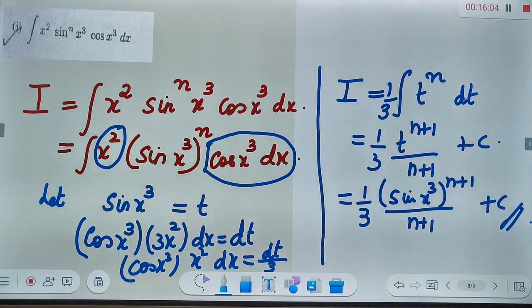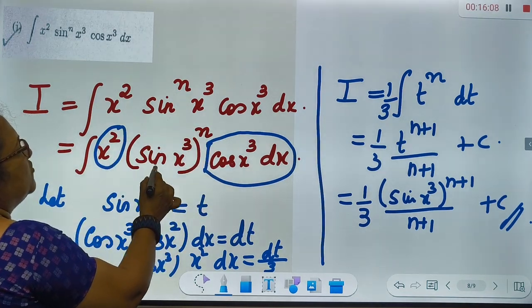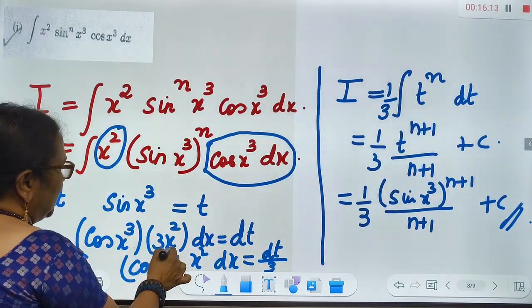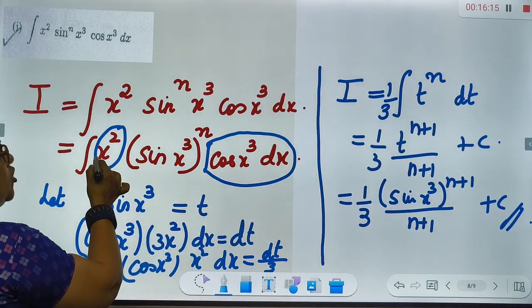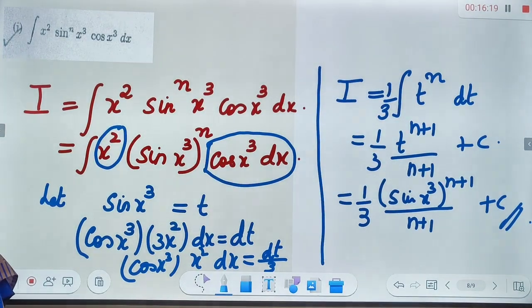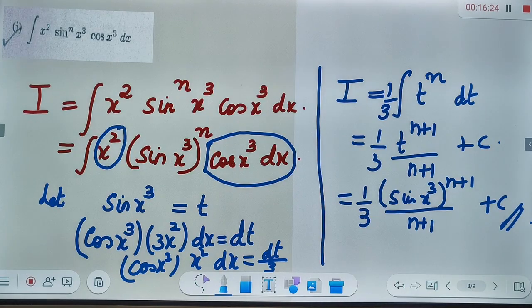Are you able to follow? So here we are choosing sine x cube as t because we know that the derivative will involve cos x cube into 3x square dx. x square is also there, cos x cube is also there. So that is how you need to think and make the right choice for substitution.